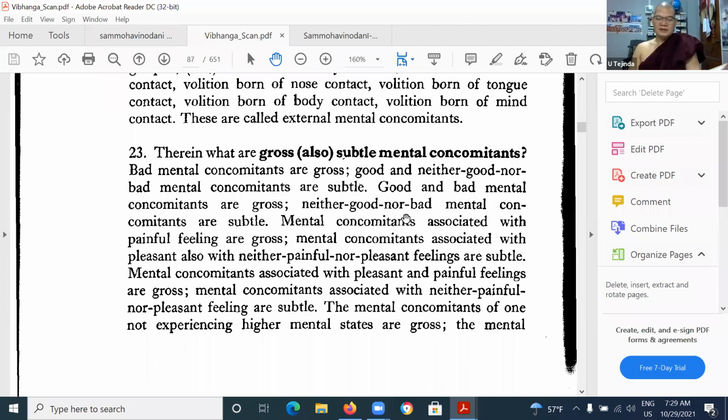Sukhaya ja adukkhama sukhaya ja vedana hi sabyoda sankhara. Yeah, sukha and adukkhama sukha, two vedana, that's why you have vedana hi sabyoda sankhara. The sankharas, I use S, sankharas, associated with the sukha and adukkhama sukha vedana are subtle. Sukha dukkha vedana sambhita sankhara olarika. The sankharas associated with the sukha and dukkha feeling are olarika.